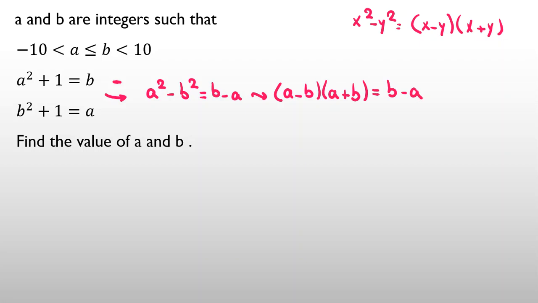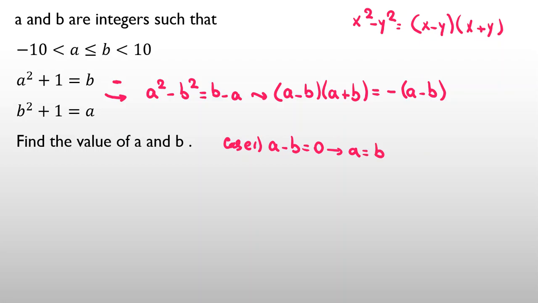B minus A. Now I want to divide both sides; B minus A is negative (A minus B), because I want to divide by A minus B to understand it a little better. But how can we divide by A minus B if it is not 0? So we should consider two cases. In case 1, A minus B equals 0. Here A equals B.